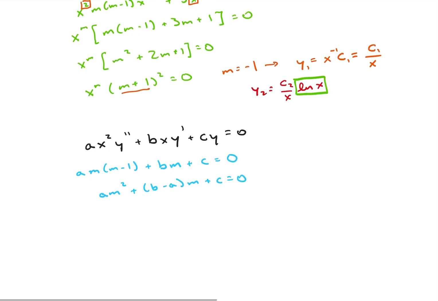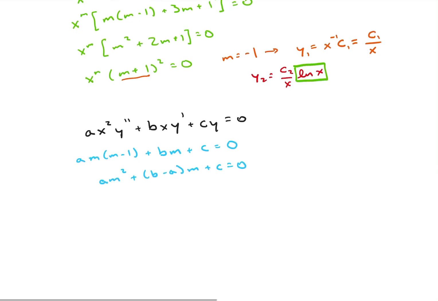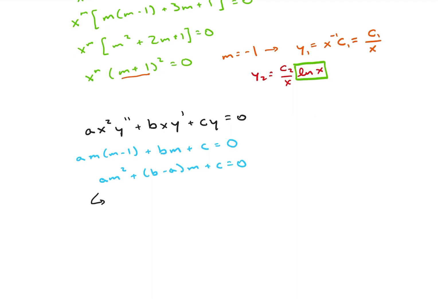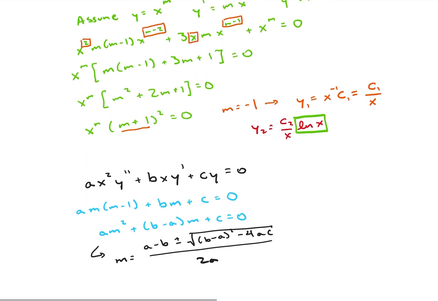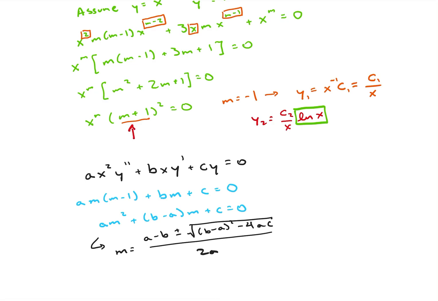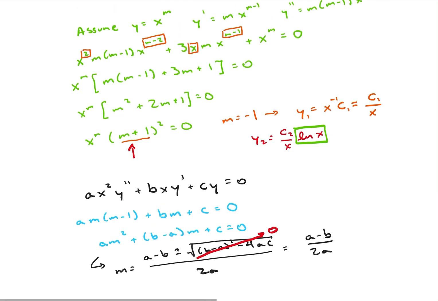Okay, so if I want to get my general solution here, I can take this and use the quadratic equation, and I get m equals negative the middle term, so a minus b, plus or minus the square root of the middle term squared, (b minus a) squared minus 4ac, over 2a. And remember, we're dealing with the case where we have repeated roots. So if we have repeated roots like we do here, that means this radical is going to be 0. So we're going to be left with m equal to (a minus b) over 2a. Okay, so this restricts our solution set significantly.